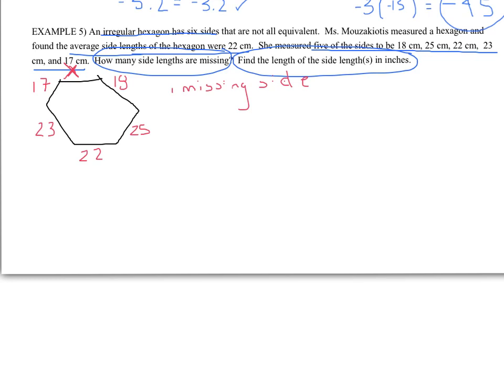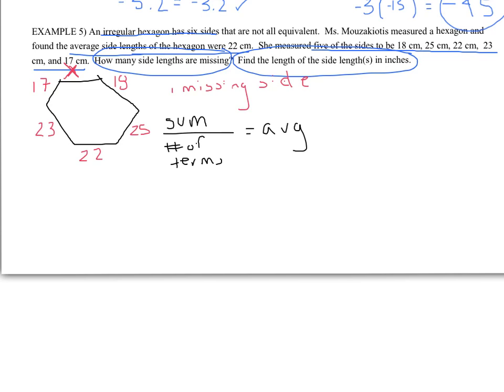So I'm thinking, okay, what is average? How do you find the average? Well, if I remember from a previous objective, the average of something is the sum of its numbers divided by the number of terms. That gives me an average.